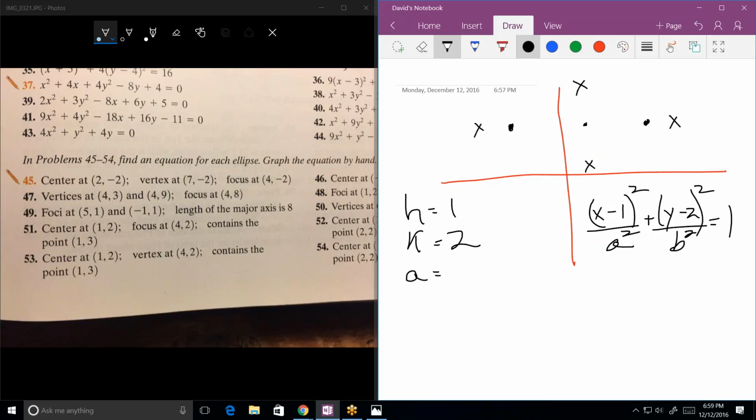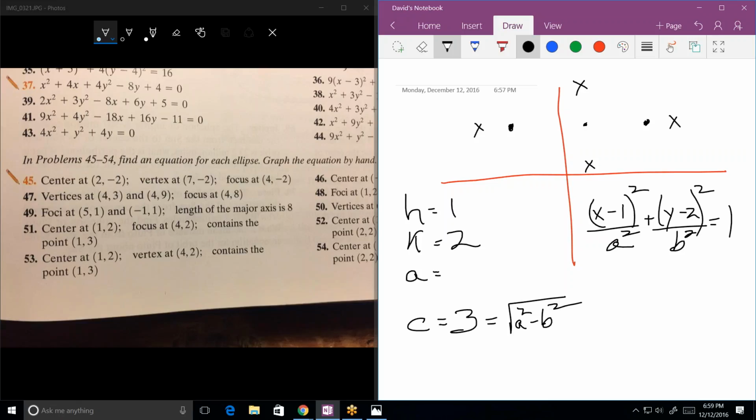Let me think for a second. Let's see, they gave us the focus, so they gave us C. How much is C? C would be 3. And C is equal to the square root of A squared minus B squared, right?